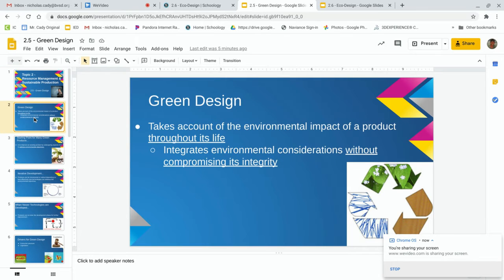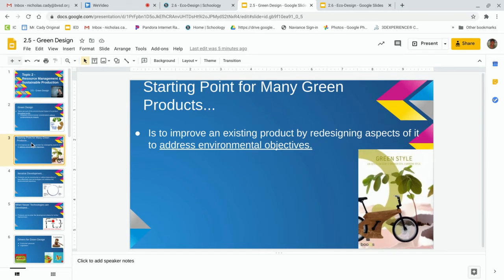Green design takes into account the environmental impact of the product throughout its entire life, not just during manufacture or design, but also during use and during disposal. Integrates environmental considerations without compromising the integrity of the product. You want it to still work the way it was meant to work. The starting point for many green products is to improve an existing product by redesigning aspects of it to address environmental objectives. So you're going to look at many different steps in the process and figure out how you can make each of those a little bit better.